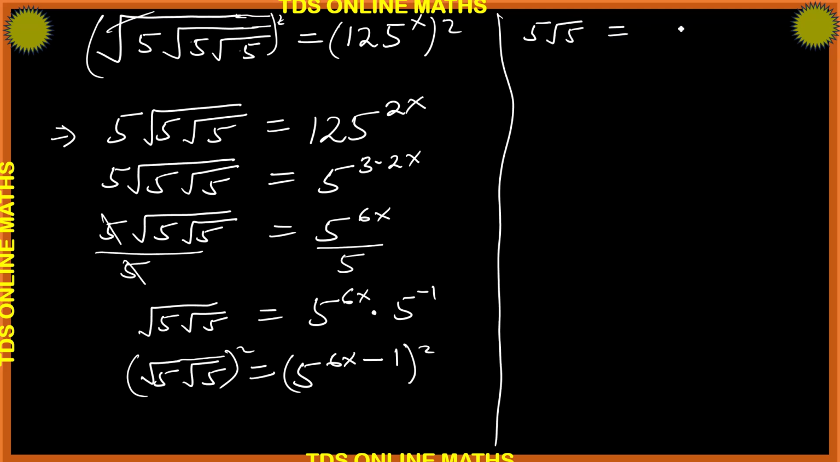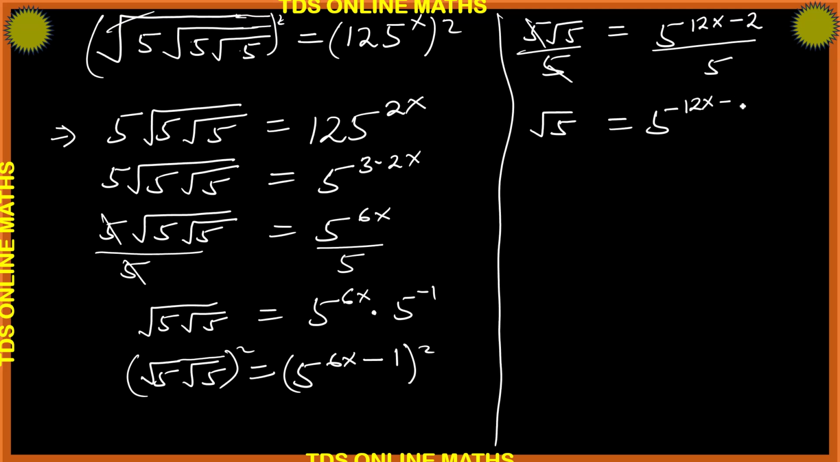Now let's deal with the powers on the right hand side. So we have 2 times 6 is 12, 12x, times -1 is that. Now let's divide both sides by 5 again. Very simple. So this one will cancel. We have 5 to the power 12x minus 2 times 5 to the power -1. So let's deal with the powers since the bases are equal.